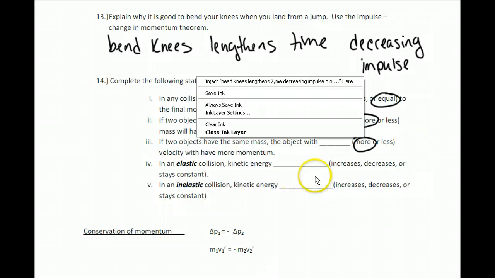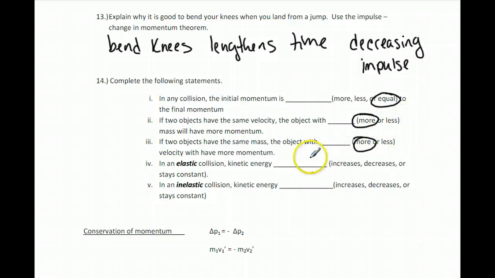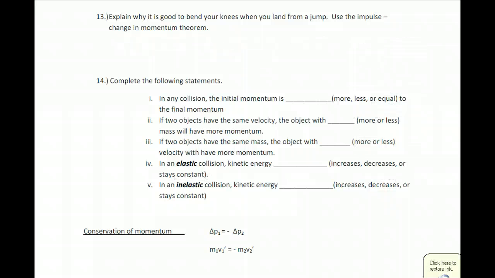So that's more. In an elastic collision, kinetic energy blank. So in an elastic collision, that is when all of the kinetic energy is conserved and it just bounces back and forth. So that's going to be constant. In an inelastic collision, the kinetic energy decreases because that's like when something rumples and the kinetic energy is going to be transferred to heat. So let's look at the conservation of momentum problems.